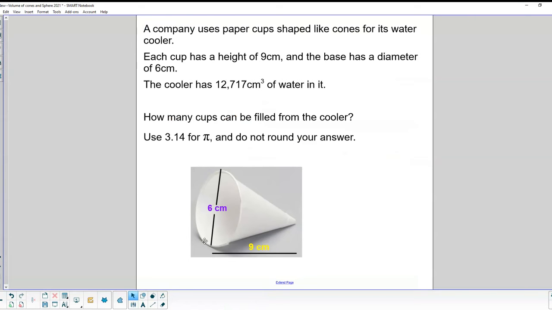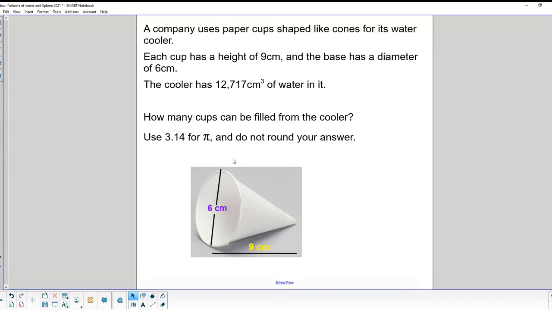Okay, so here's a practical example of where you might use this. A company uses paper cups shaped like cones for its water cooler. Each cup has a height of 9 centimeters and a base has a diameter of 6 centimeters. The cooler has 12,717 cubic centimeters of water in it. How many cups can be filled from the cooler?